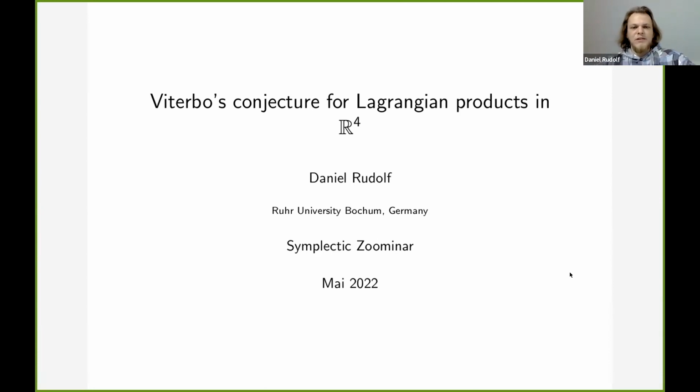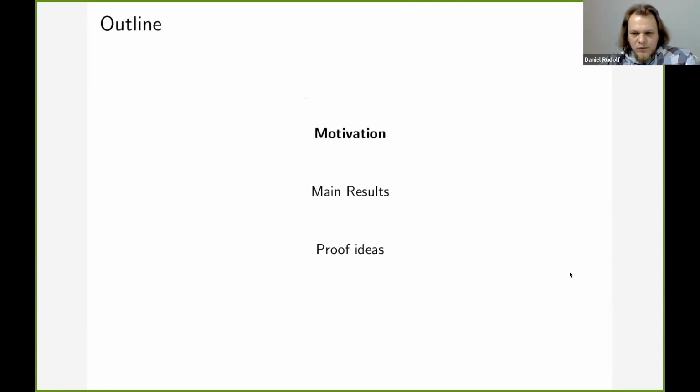Yeah, I will talk on Viterbo's conjecture for Lagrangian products in R4. Let me briefly start with a short outline. First, I will start with the motivation why studying Viterbo's conjecture is important. Then I will show you some main results. And then, if time allows, I will show you some proof ideas. So let me briefly start with the motivation.